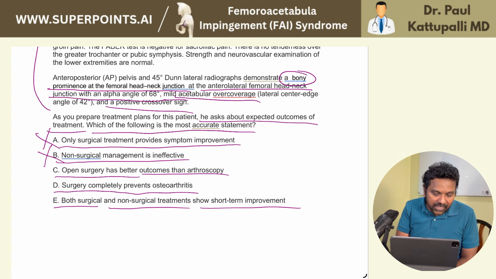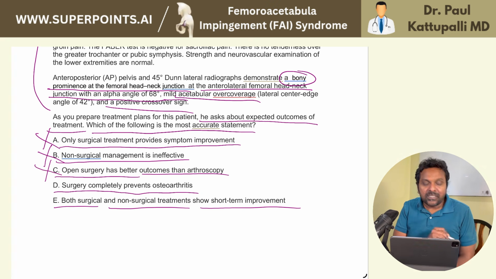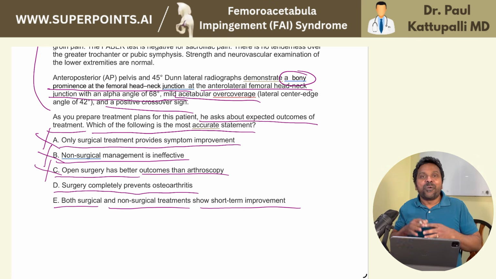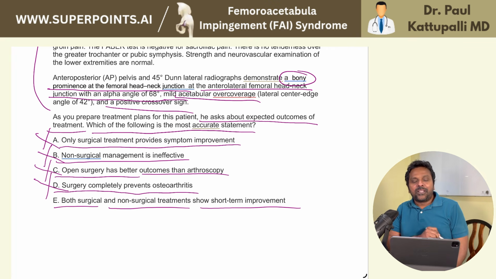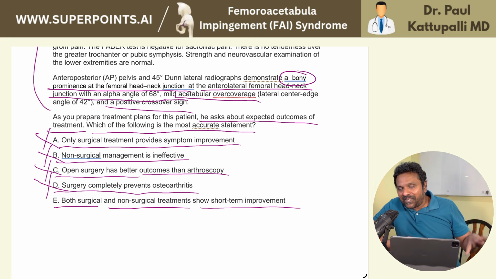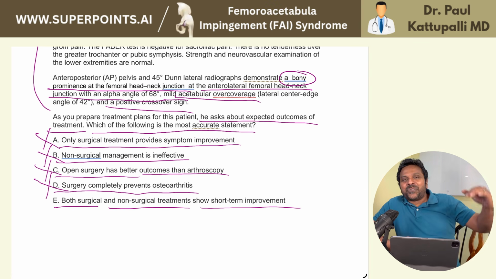Then, open surgery has better outcomes than arthroscopy. That is also not right, because arthroscopy has better results, all right, than open surgery. So that's why almost every place they are doing arthroscopy these days, because it is more effective. And then surgery completely prevents osteoarthritis. That is also incorrect, because whether you do conservative treatment or surgical treatment, you cannot completely prevent osteoarthritis. You may reduce the risk of osteoarthritis, but completely you're not getting rid of that risk.